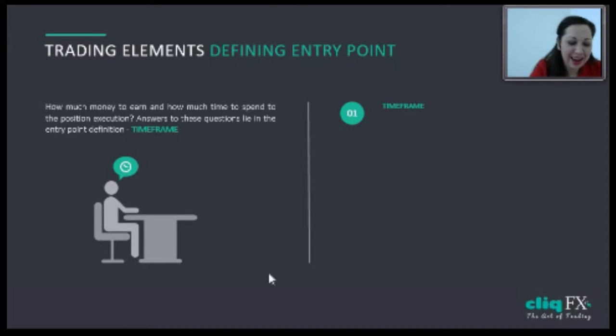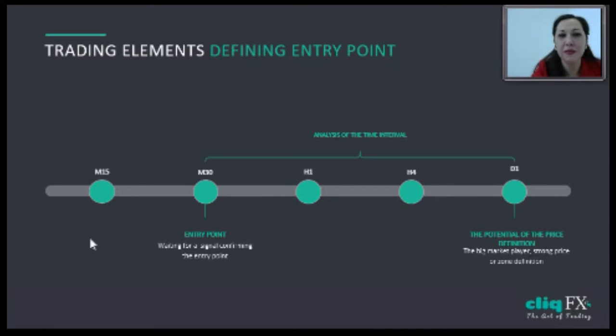According to this, there are three variants of defining entry points. This is the first element: you go to a daily or bigger time frame. Of course, remember the bigger time frames are weekly and monthly. So let's talk about daily. Let it be our point where we stop. So you go to the daily time frame and you try to analyze in the market where the big player is, at the strong price or strong zone.